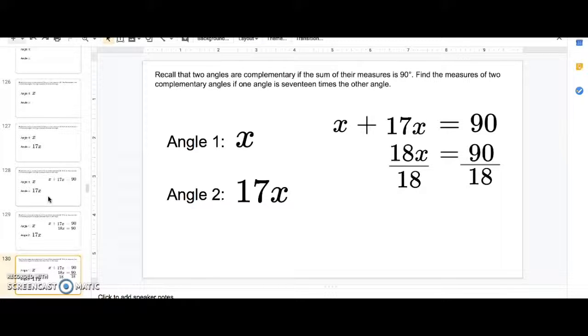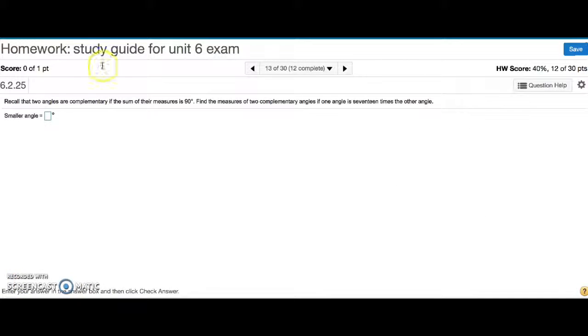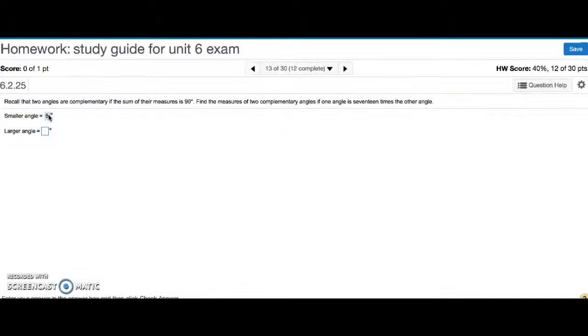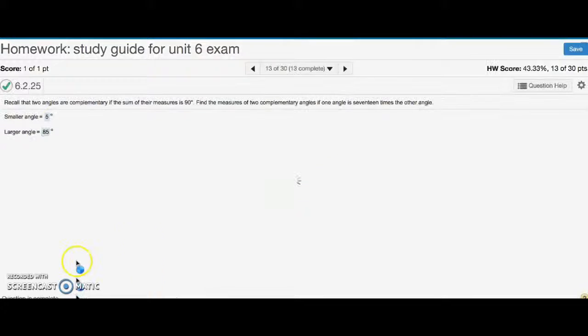Divide both sides by 18, you'll get x is 5. Now x, remember, is the smallest angle, so our first angle, our smallest one, is 5 degrees. The larger angle would be 17 times 5, which would be 85 degrees. So putting that in, our smaller angle is 5, and our larger angle is going to be 85. And that's going to be our answer for number 13.